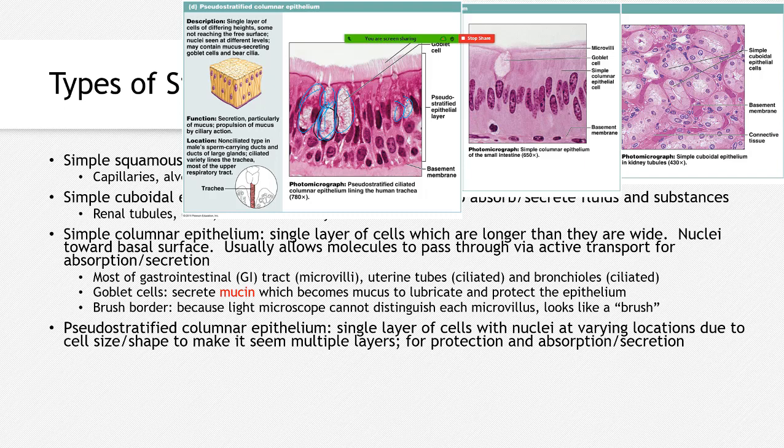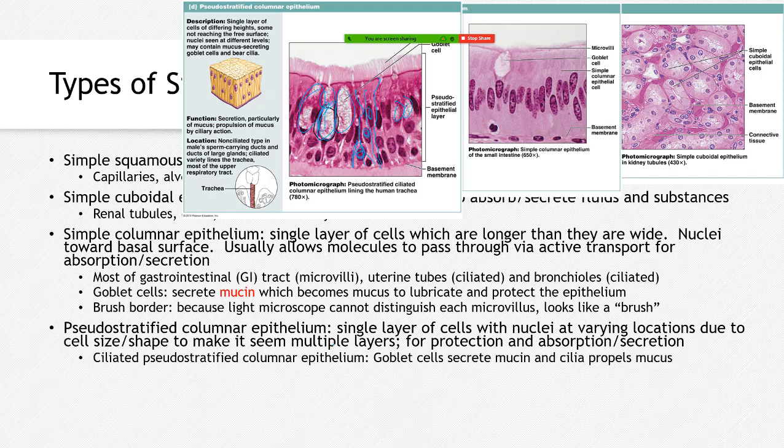Okay, good. This is pseudostratified once again because it looks like there's multiple layers due to the nuclei over here. Looks like there's multiple layers, but in actuality, they all connect to the basement membrane here. So there's only one layer. And it's columnar because it's taller than it is wide. And so this is for protection-ish purposes because even though it's one layer, they kind of fold upon each other a little bit to help with protection a little bit. But once again, for absorption and secretions.